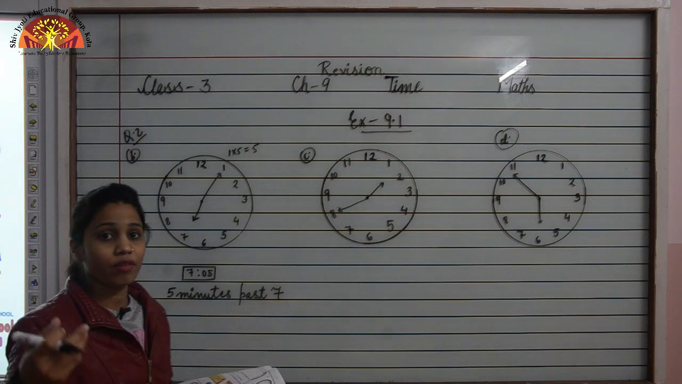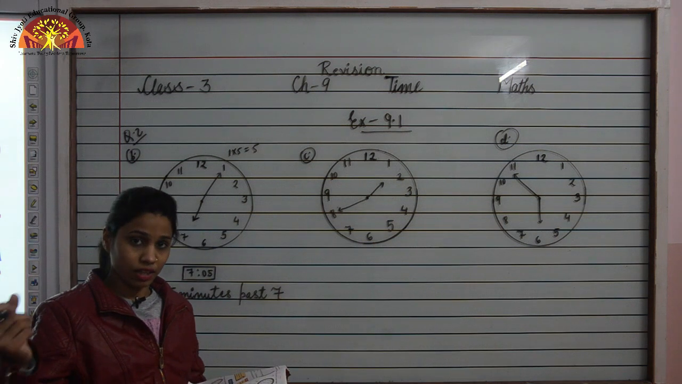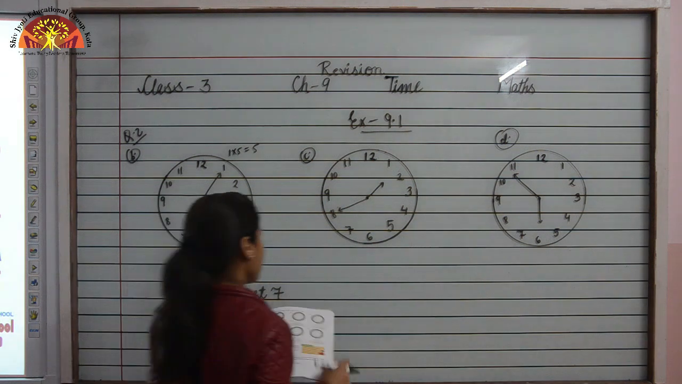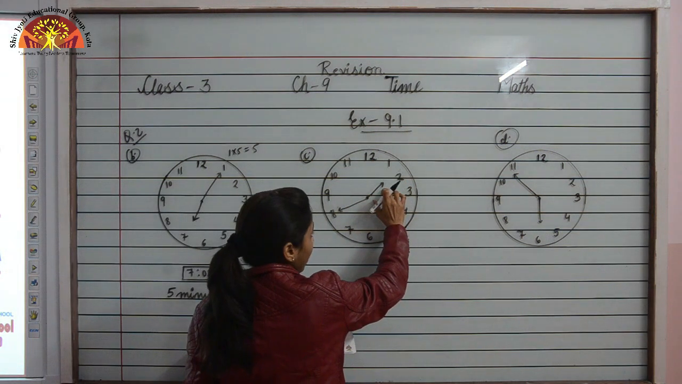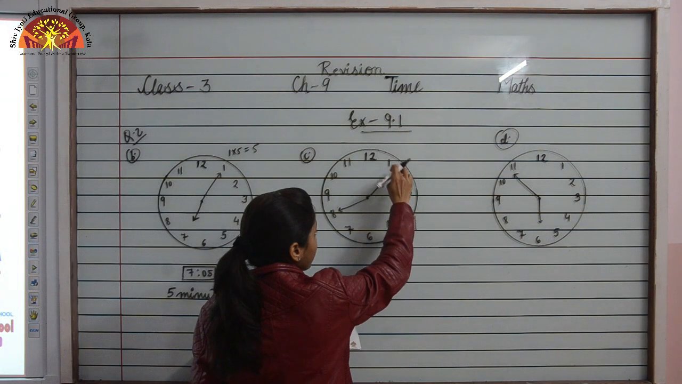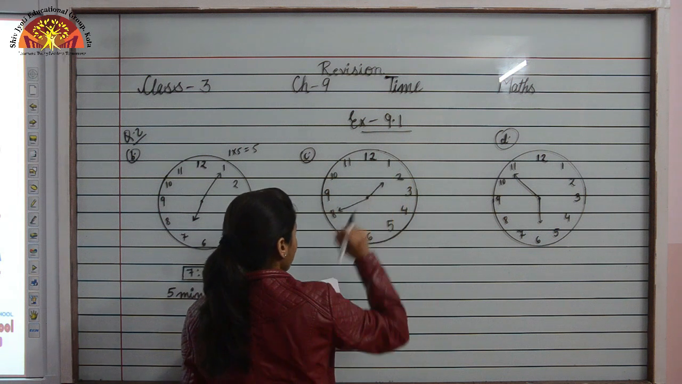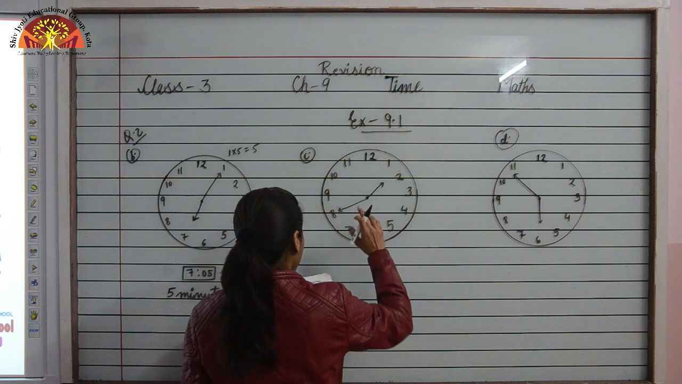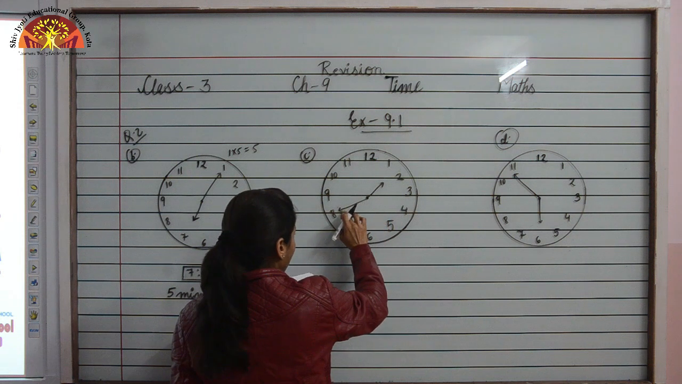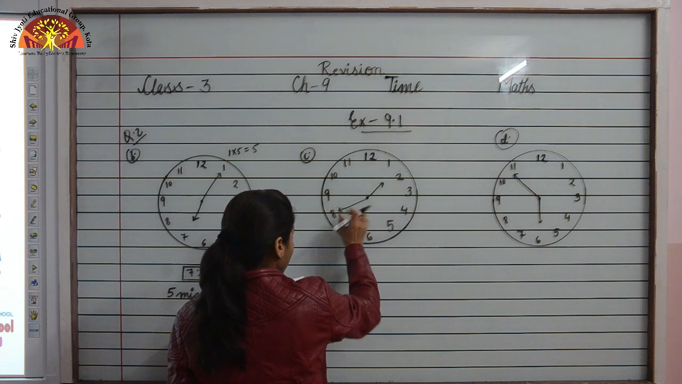This is how you have to write the time in another way. Now let us quickly do C part. Here we are having the hour hand, that is the smaller needle, between 1 and 2. It is not exactly on 2. It is between 1 and 2. And the minute hand, that is the bigger needle, is at 8.